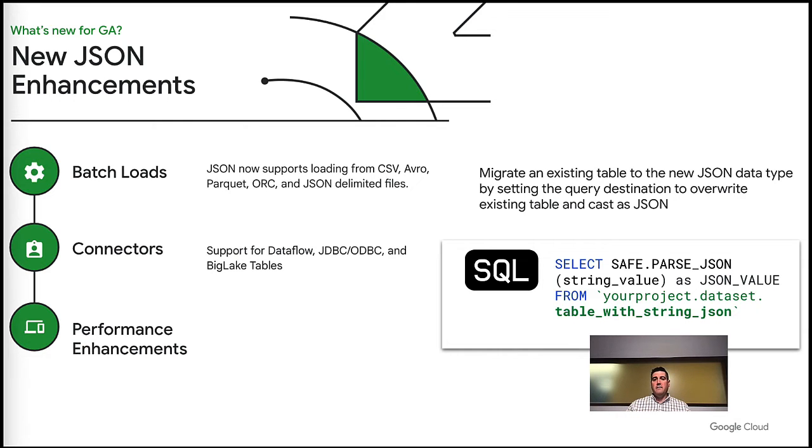So now that we're GA, you can migrate an existing table into this new JSON data type simply by setting the query destination to override when you run a query that casts your existing string JSON into a JSON. The example here on the right-hand side, that query can essentially get you right into the new JSON data type if you have JSON stored now as a string.